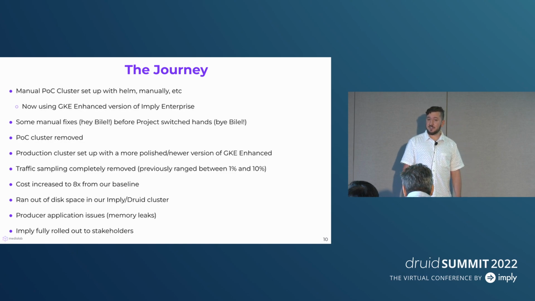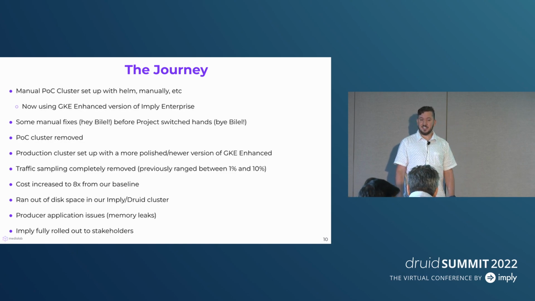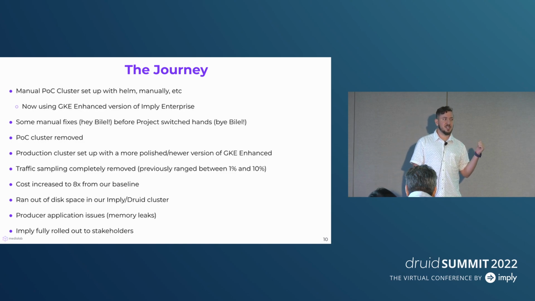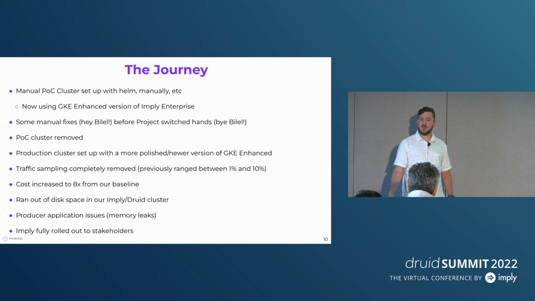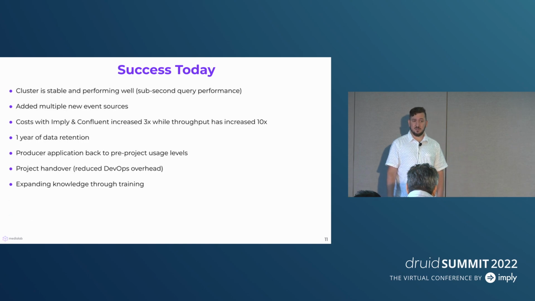We did run out of space. Again, this was because we did not honor one of the manual modifications, which was using more SSD disks on our node pools. Our producer application, Guiver, written in Go, had some memory leaks. It was consuming a little bit more than it should have. That was fixed. And then we went to the full rollout, which is kind of where we are today.